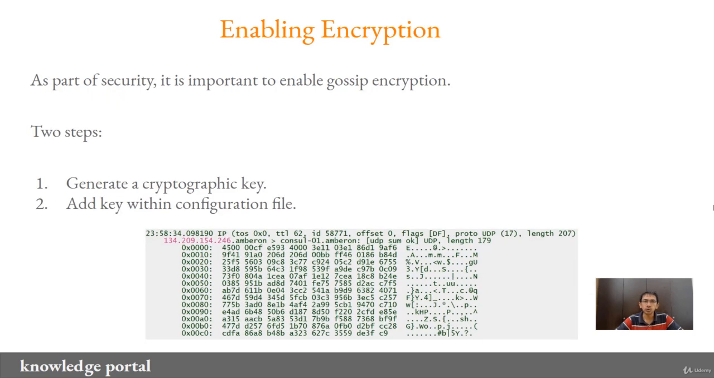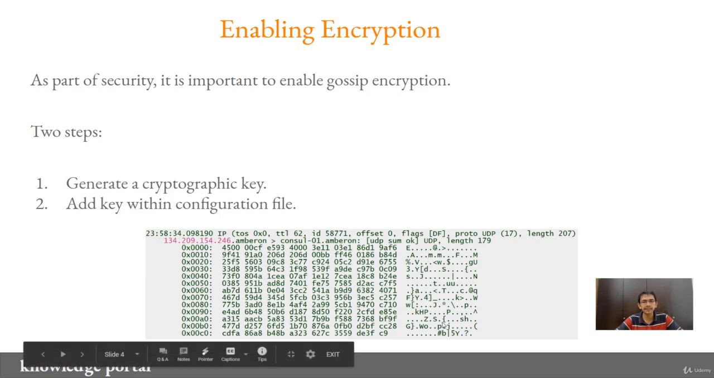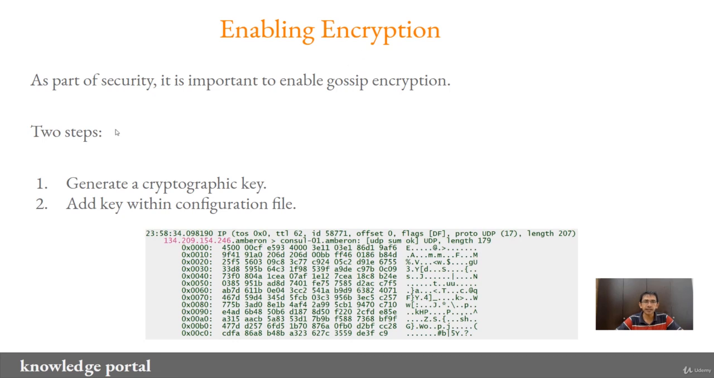So in order to overcome that, it is very important that you go ahead and enable the encryption for gossip. In this specific screenshot, which is taken after encryption is enabled, when you look into the packet, you're not able to see any data in plain text. To enable the encryption, there are two primary steps that are required. First, you generate a cryptographic key, and second, you add the key within the configuration file.